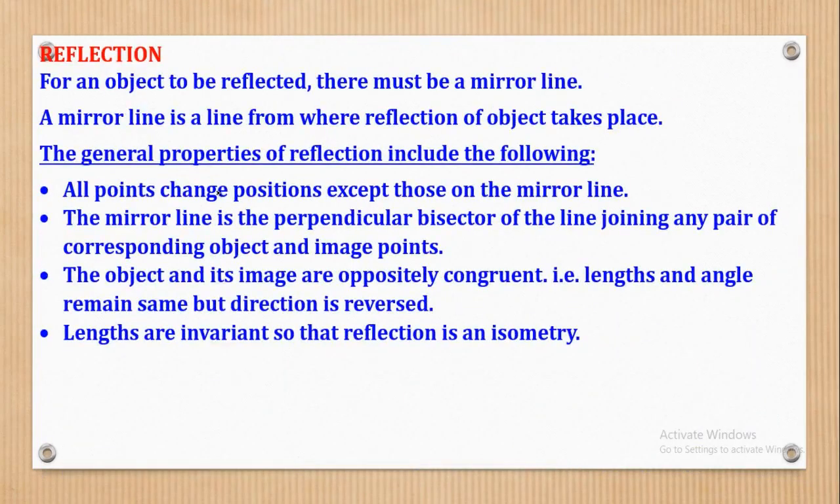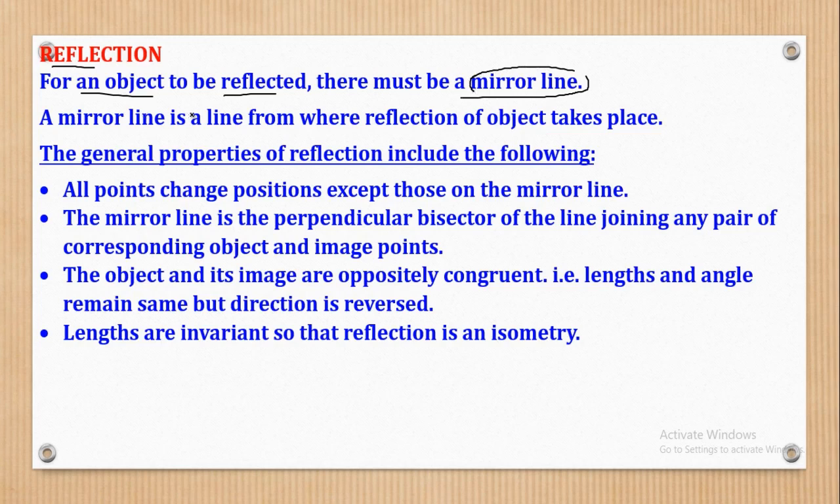So now we shall go to the fourth part, which is reflection. Remember, we are going in order, so we have reflection, rotation, and enlargement. So reflection is part number 4. For an object to be reflected, there must be a mirror line.